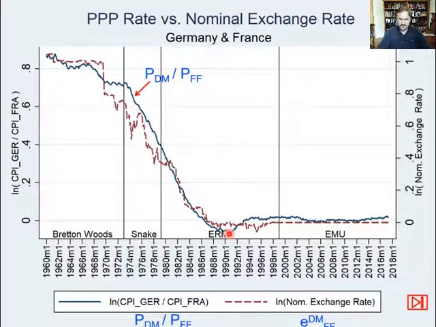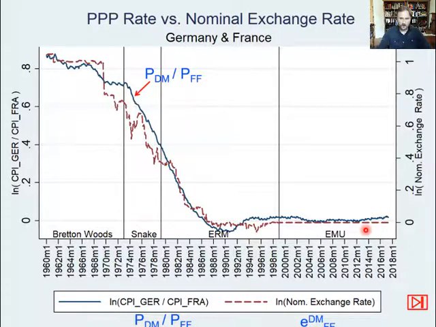Roughly 10 years before the foundation of the European Currency Union, the relationship, however, stabilized and the purchasing power parity exchange rate displays a sideward trend along a level of 0, which corresponds to a level of 1 in de-logarithmized terms.